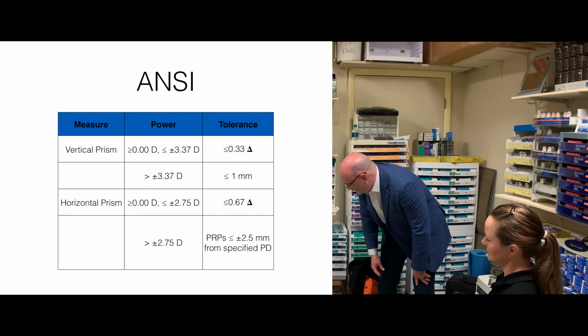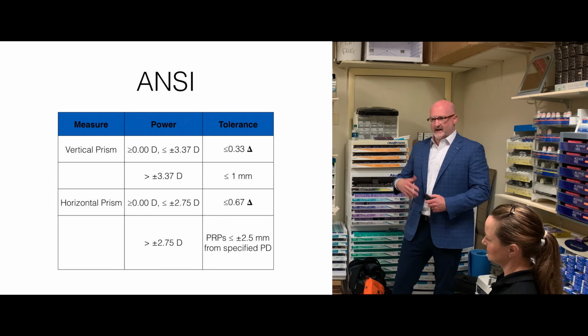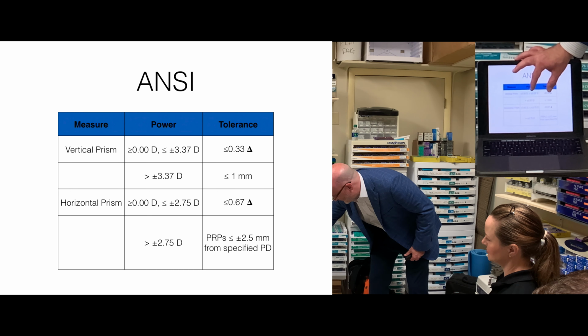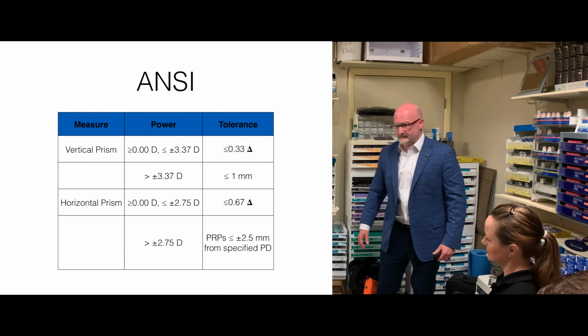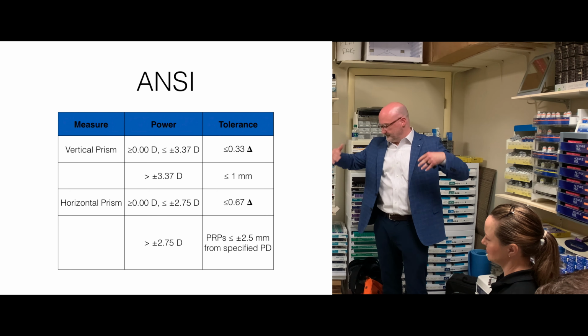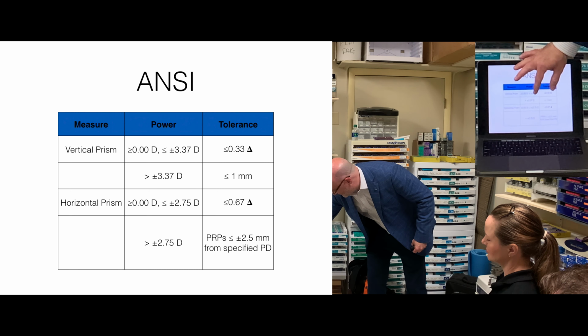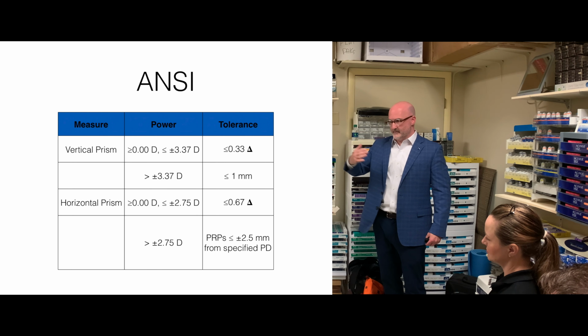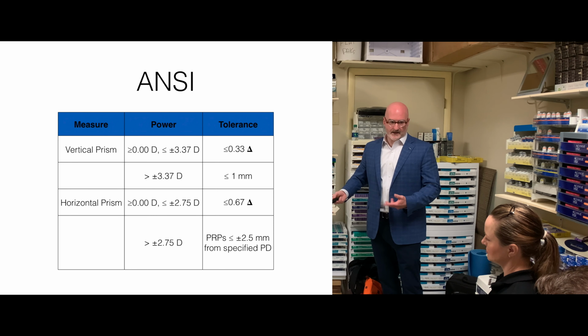Fails. So this is what we were talking about, ANSI standards. This is kind of just a quick breakdown of what the ANSI standard says. So you have vertical prism. If the power is plano to 3.37, you're allowed a third. If it's greater than 3.37, you're allowed 1 millimeter. That means that you're allowed 1 millimeter within the optical center, right? Horizontal prism, plano to 2.75, you're allowed 0.67. Greater than 2.75, the PRPs or the prism reference point or the optical center needs to be within 2.5 millimeters of each other. So that last one would have passed.